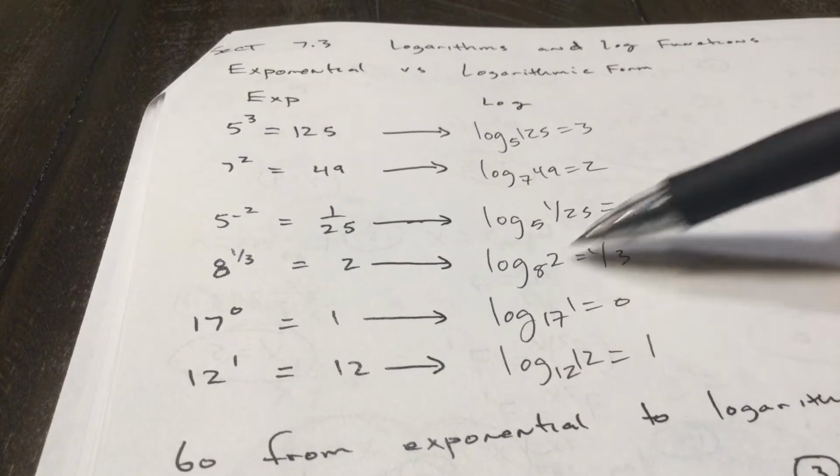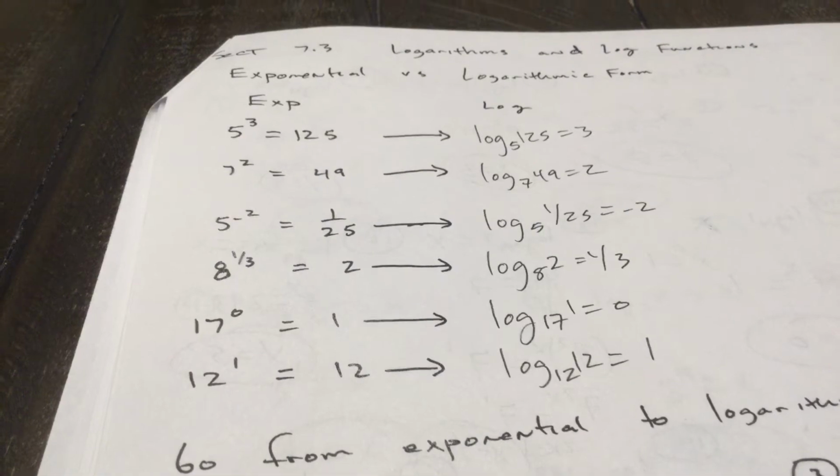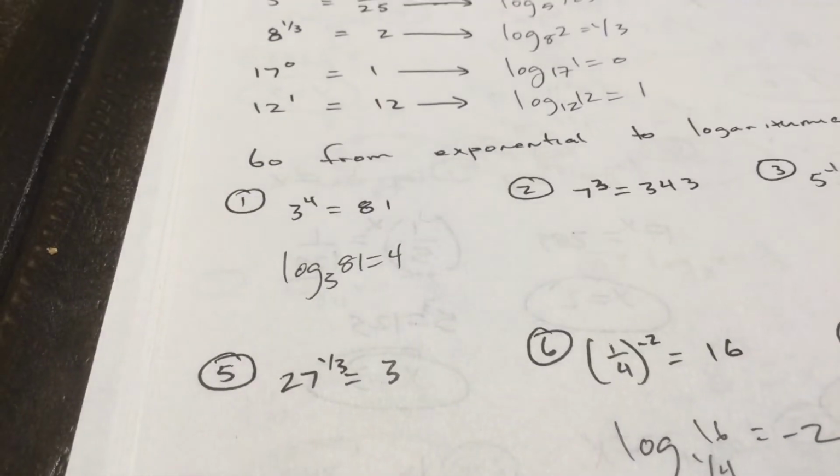The goal is 8 to the 1/3 equals 2. 5 to the -2 is 1/25. So go from exponential to logarithmic.